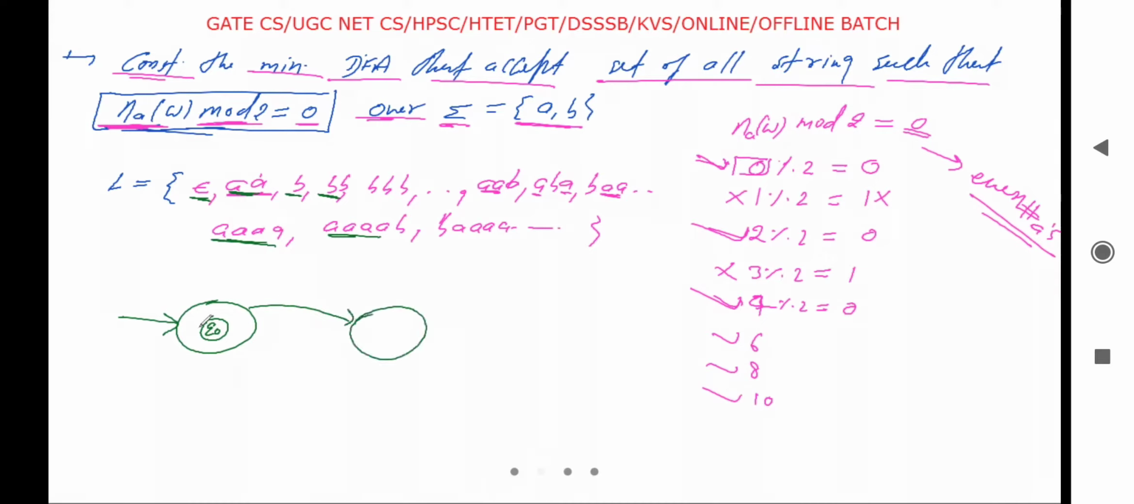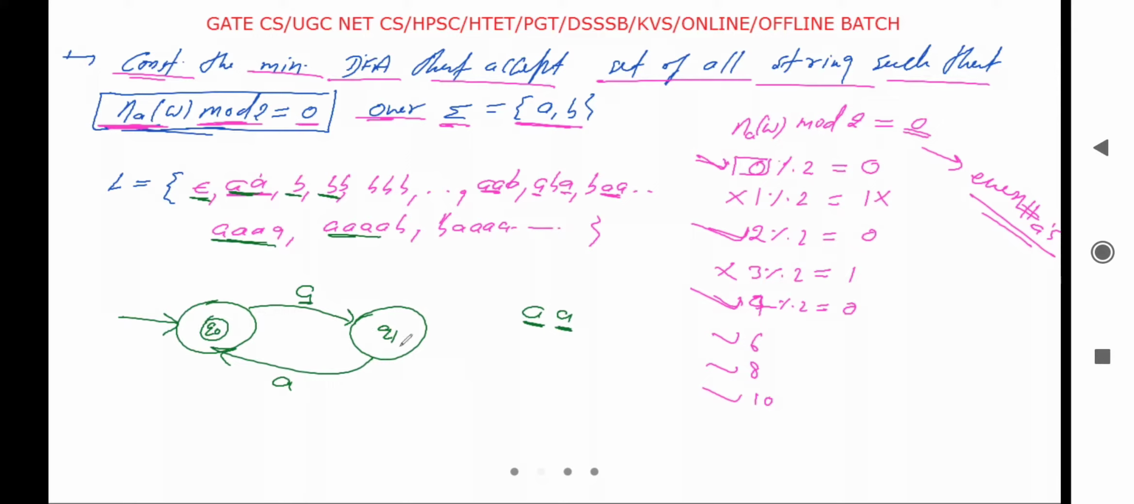From q naught it will read a and go to q1, and from q1 it will read a again and go to q naught, and q naught is the final state. It means it can accept 2 times a, and it can accept 4 times a. How is it accepting 2 times a?